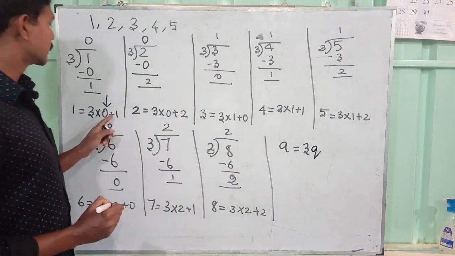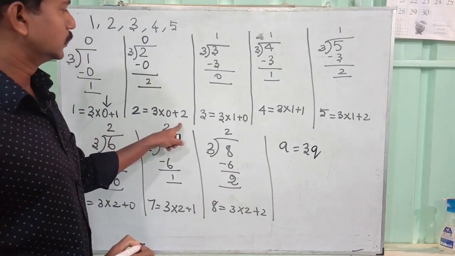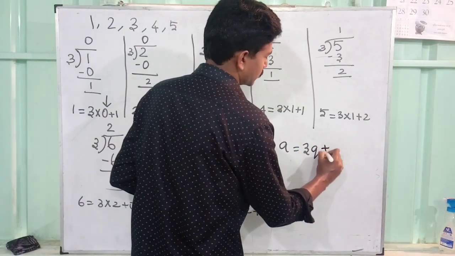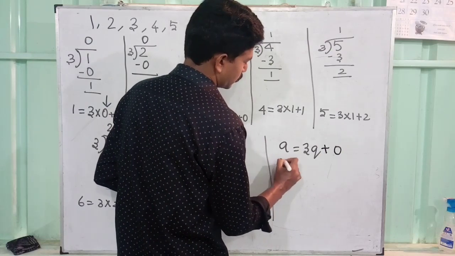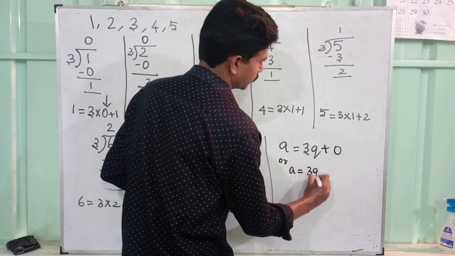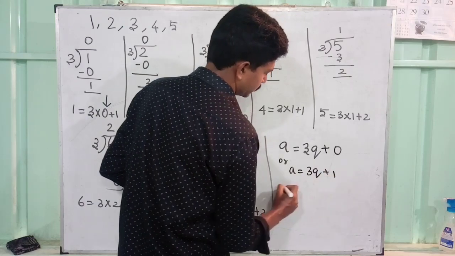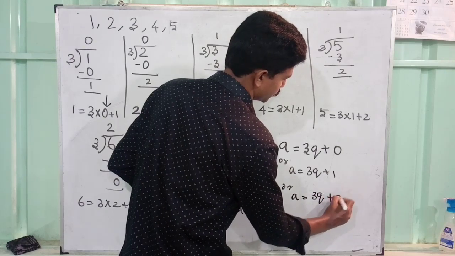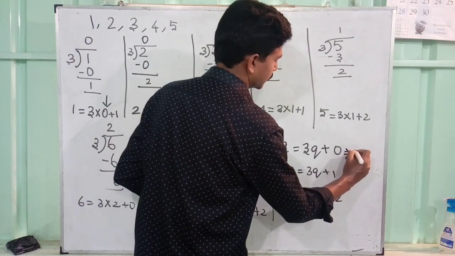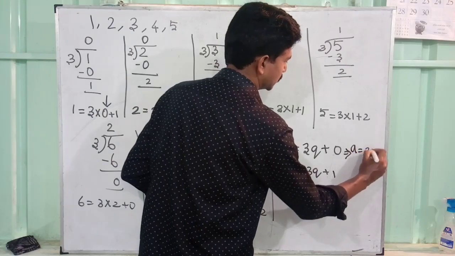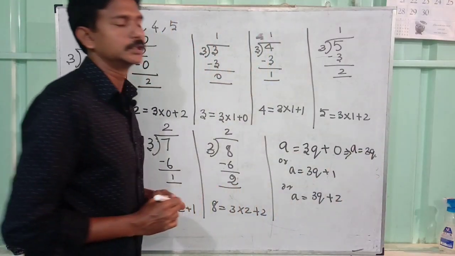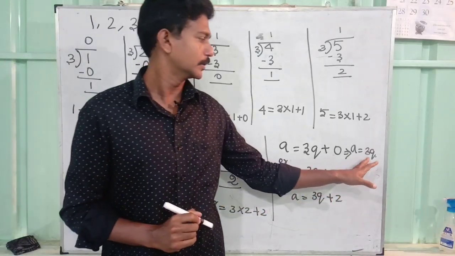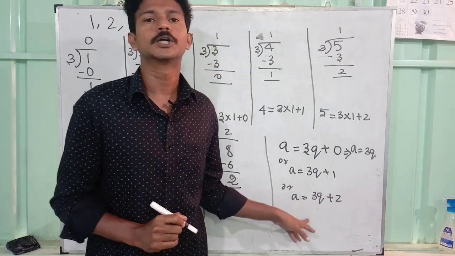So what is the remainder we are getting? 1, 2, 0, 1, 2. These three numbers are repeating. So we can write a is equal to 3q plus 0, or a is equal to 3q plus 1, or a is equal to 3q plus 2. This we can further write as a is equal to 3q. So every positive integer we can write in the form of either 3q or 3q plus 1 or 3q plus 2.